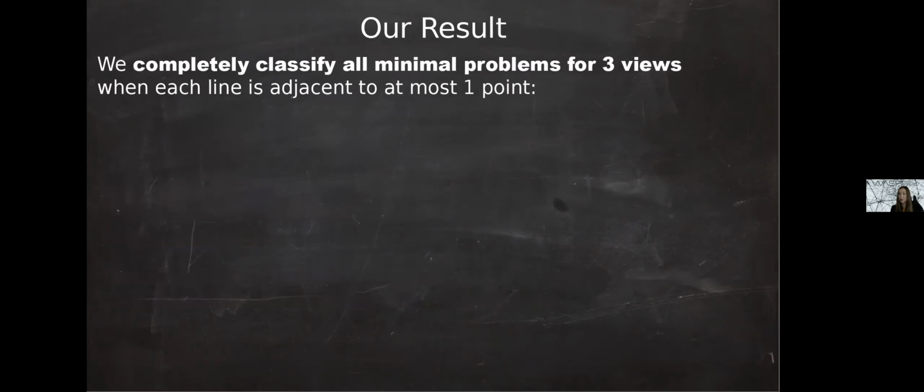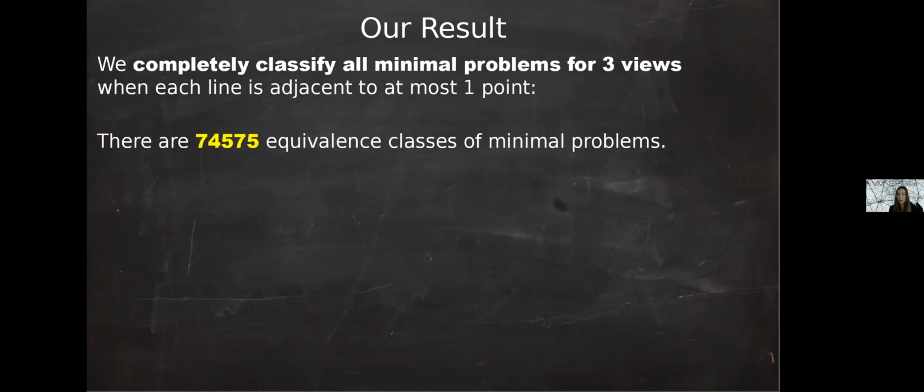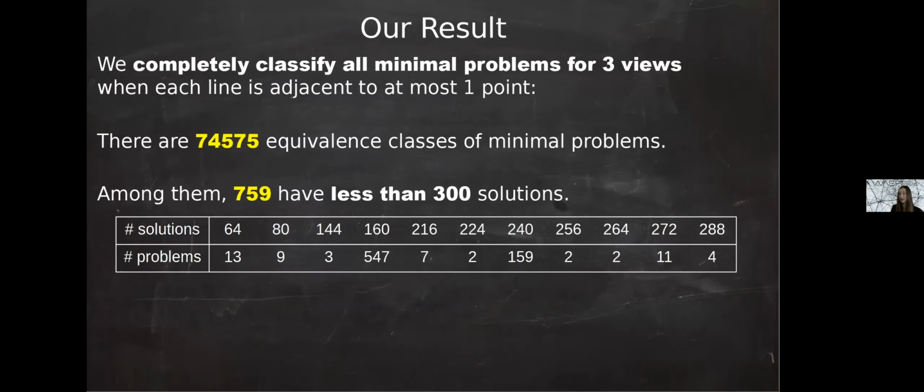And this is what we managed to do. We managed to put the infinitely many minimal problems into 74,575 boxes, formerly called equivalence classes. And since not all of them will be relevant for practical applications, we identified the ones that have less than 300 solutions. It turns out that there are 759 such equivalence classes.